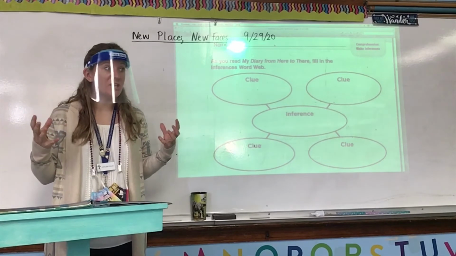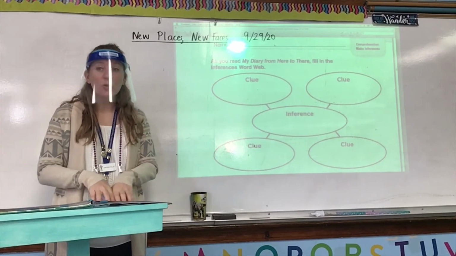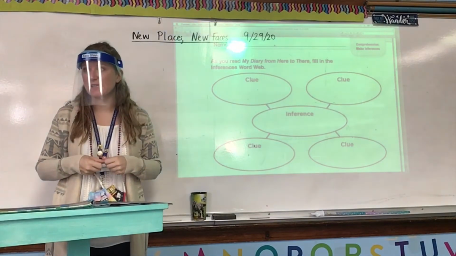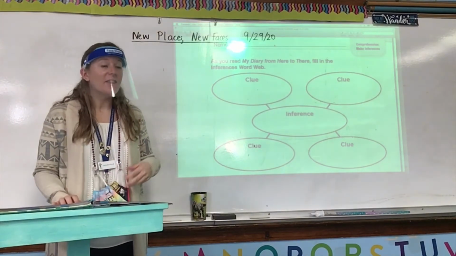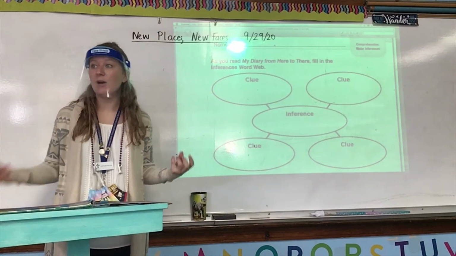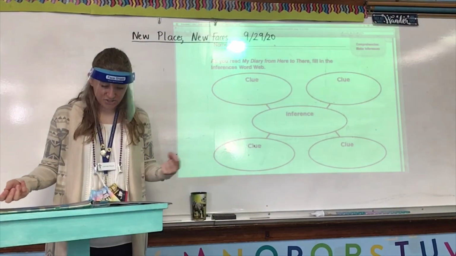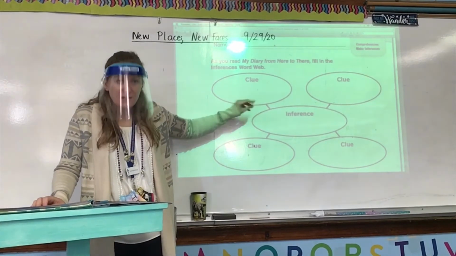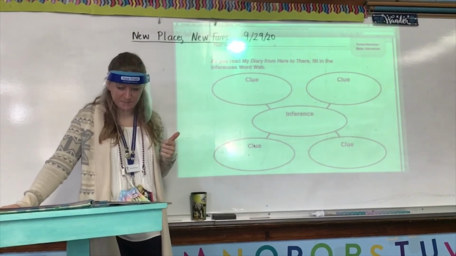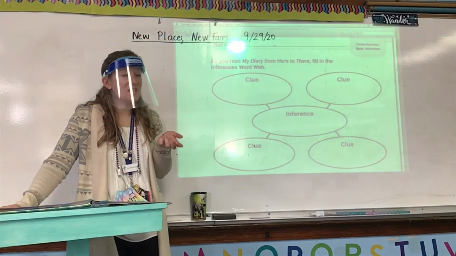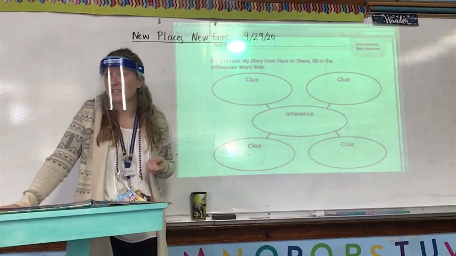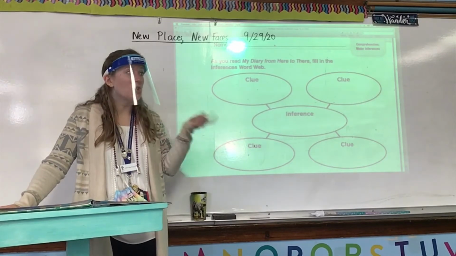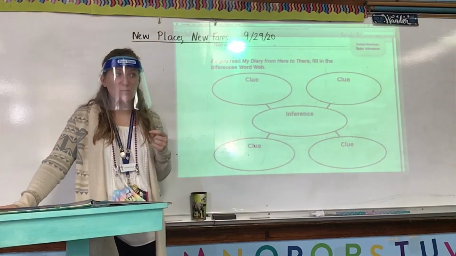So good readers do this by looking at what the author has written, but by also thinking about their own experiences and their own life, or the experiences of people around them. So, for example, the author may tell a few things that the character is thinking or doing. But you may have done something similar or reacted to something similar or had something similar happen to you. And so you can use that experience to predict what's going to happen next.